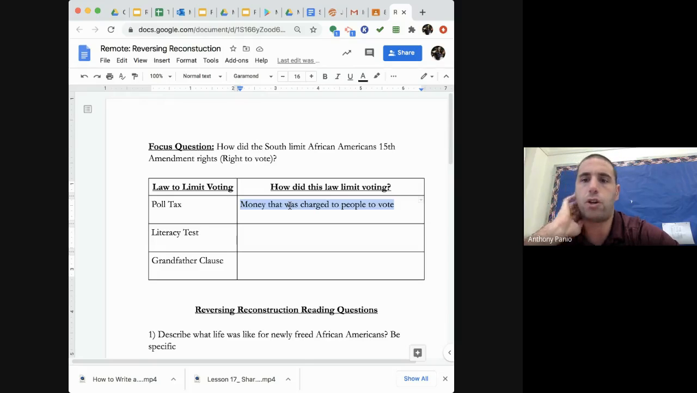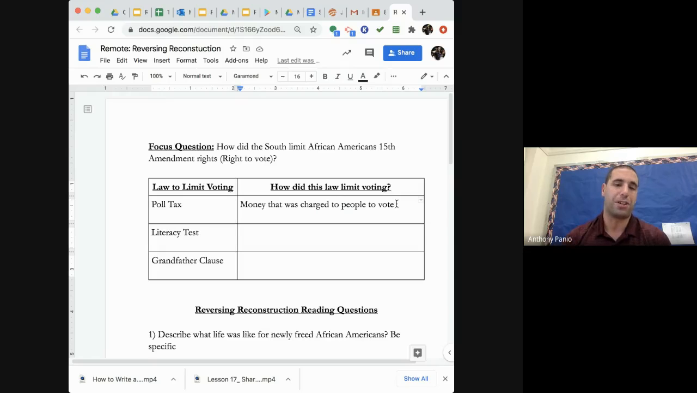All right. So money that was charged to people to vote in an election. Okay. Now be careful here. This is not just specifically for African Americans, but you need to infer a couple of things. Many African Americans, because they're sharecroppers and don't have the best jobs at this point, can't afford to pay some more money to vote.